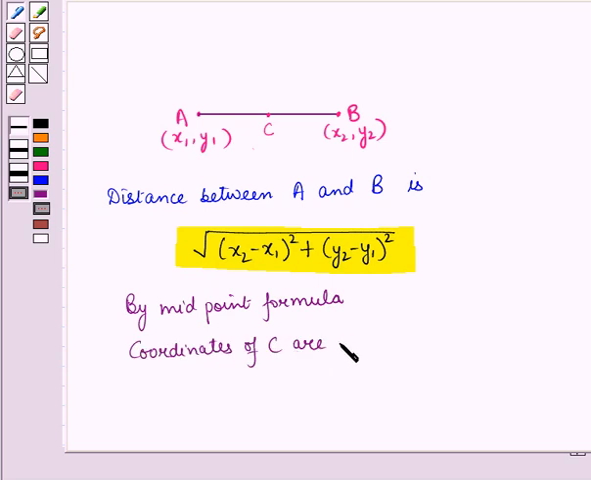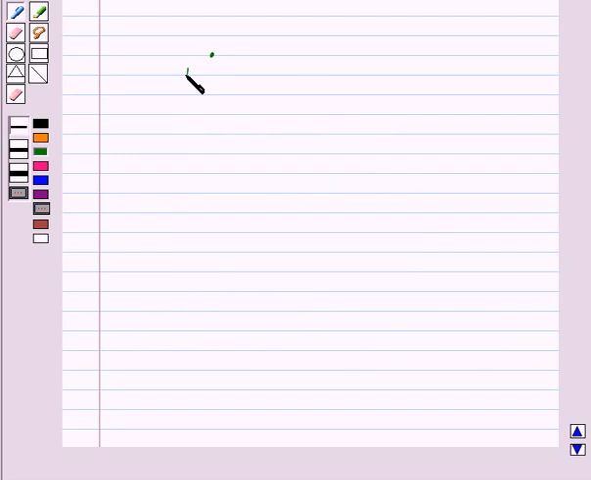So by midpoint formula, coordinates of C are x1 plus x2 the whole upon 2 and y1 plus y2 whole upon 2. Now suppose we have a point A with coordinates minus 1, 2 and point B with coordinates 5, 4. Now let us find distance of the line segment AB by using distance formula.